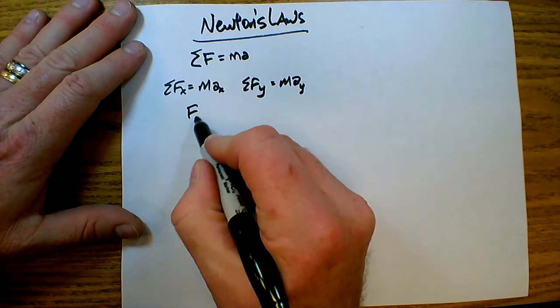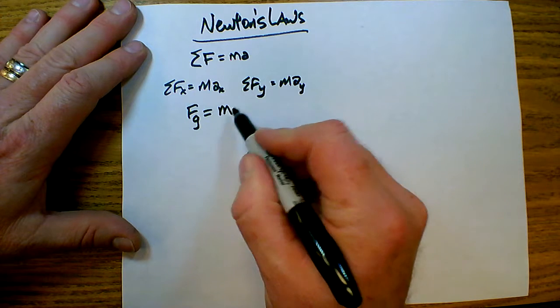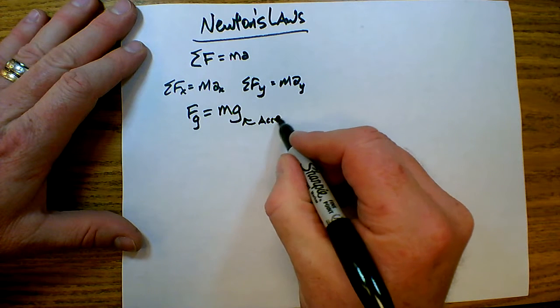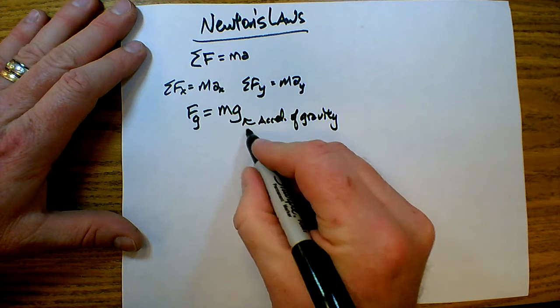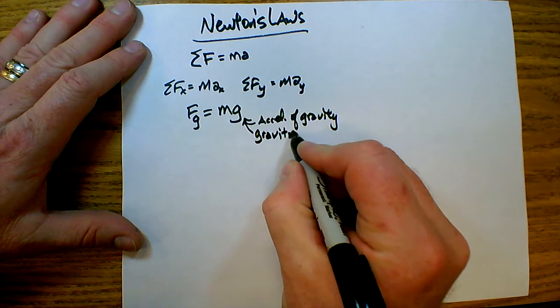We also know that the force of gravity, also known as weight, in a constant gravitational field is equal to the mass times little g. Little g here is the acceleration of gravity, or sometimes is referred to as the gravitational field, or gravitational field strength.